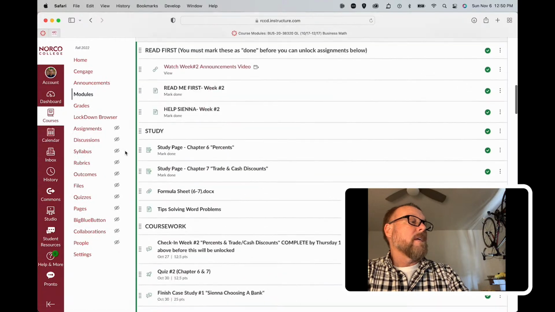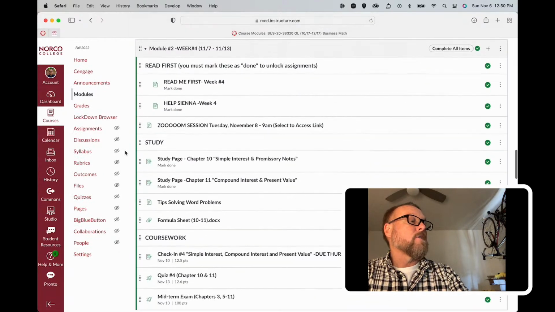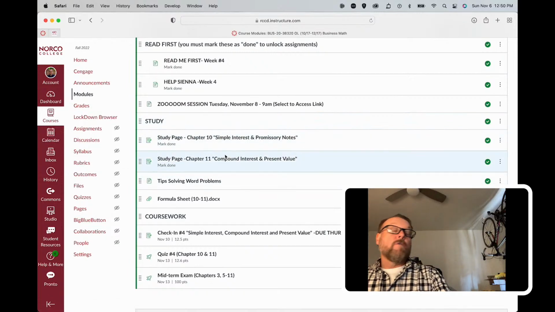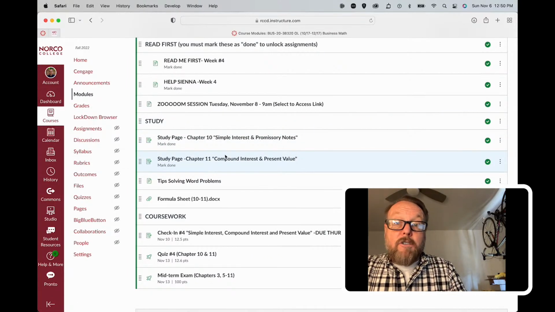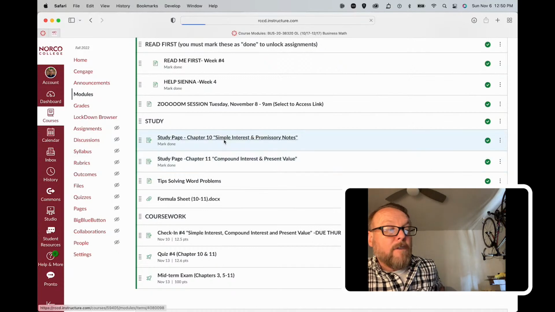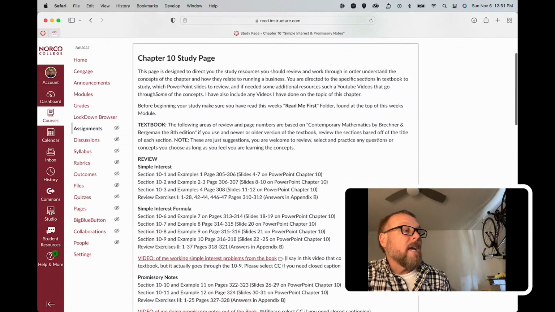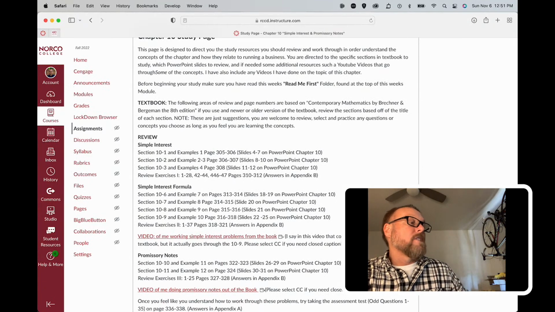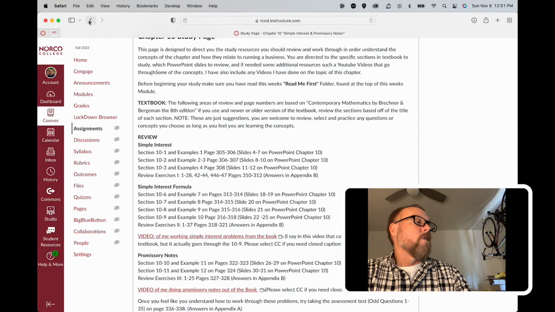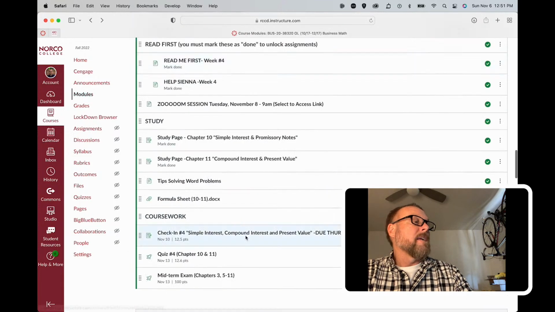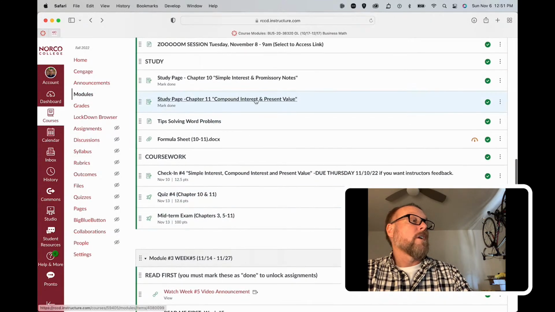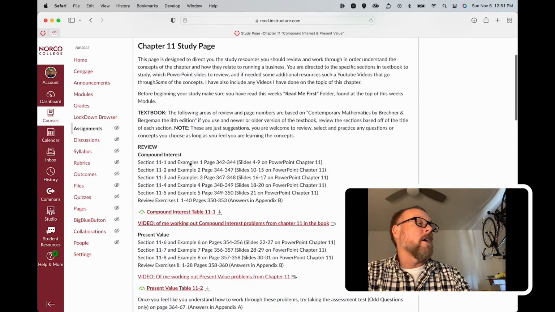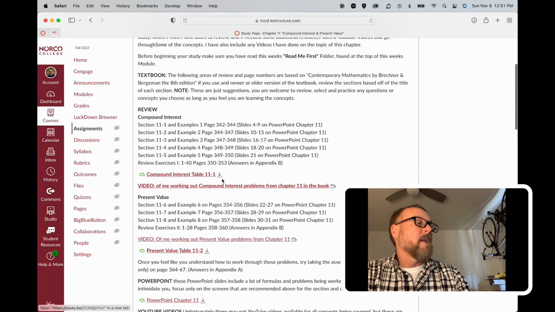And then this week, we're going to be looking at, again, chapter 10 on simple interest and chapter 11 on compound interest. So make sure you review the sections that I'm recommending that you do. You don't have to do them all. So in chapter 10, you're going to be doing all of them, sections 10.1 through 10.11. Those are all important for you to know. And then in chapter 11, you're going to be doing most all of those, but not all of them. So you're going to be doing a little bit on compound interest and a little bit on present value.